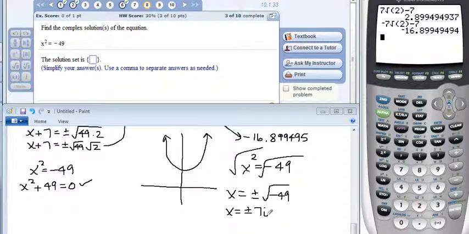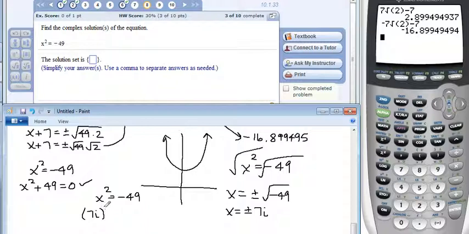Okay? You can also plug this back into the original. So here, let's do that. We can always do that. But when these get really ugly, then we probably wouldn't want to. So let's check the 7i. If we had 7i squared equals negative 49, is that a true statement? Well, we're saying that it is.